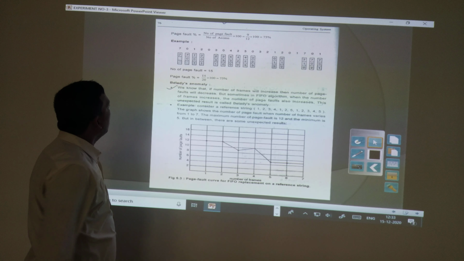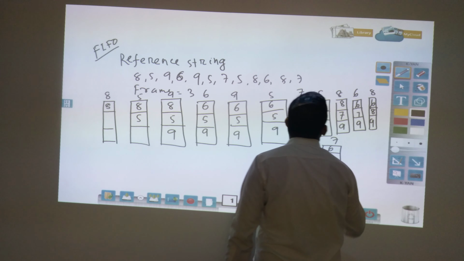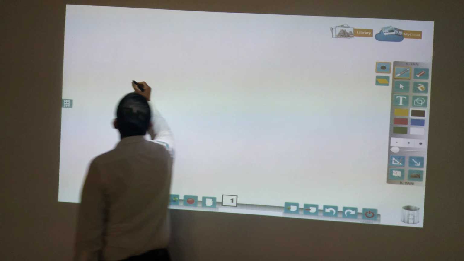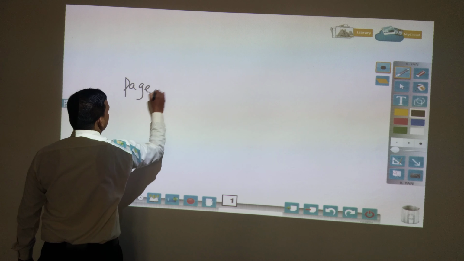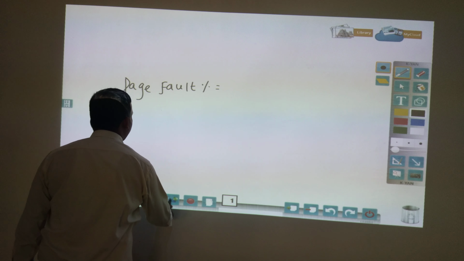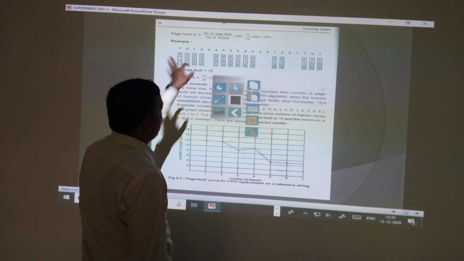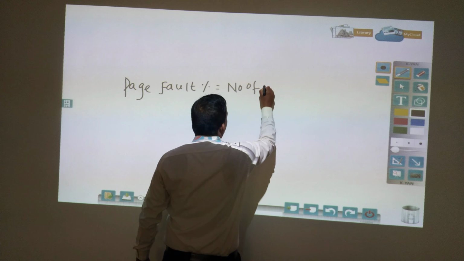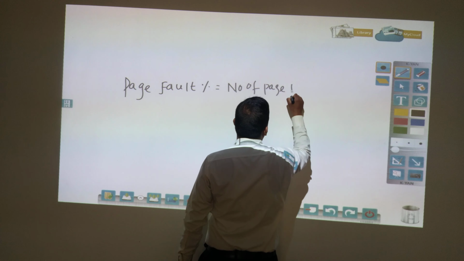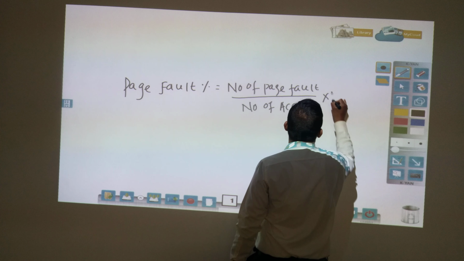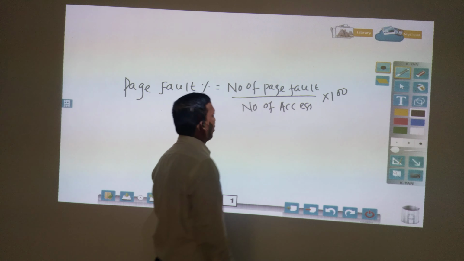So page fault percentage equals the number of page faults divided by the number of accesses into 100. So the number of page faults equals the number of page faults.